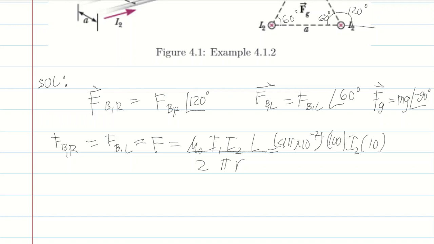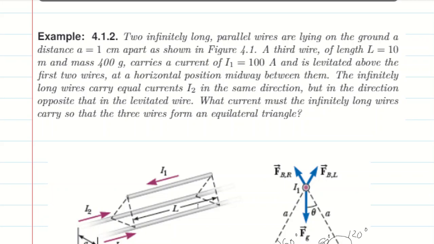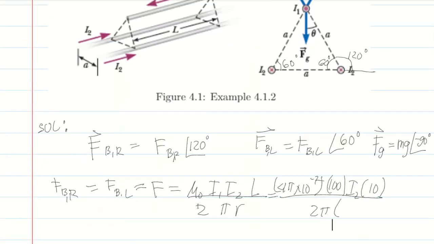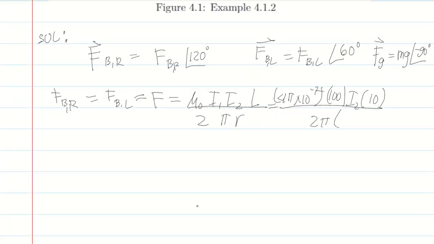So times 10. Take note of the units. You need to be consistent, all in meters. No centimeter. All over 2 pi times the distance between them. What's the distance between them? The distance between them is 1 centimeter, so it's not meters. We need to convert that into meters. So it should be equal to 0.01 meter. That will be in meters.